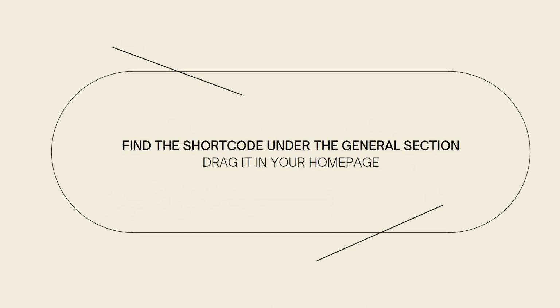So now click the Edit with Elementor section at the upper part of your home page. Now find the shortcode under the General section, then drag it in your home page.